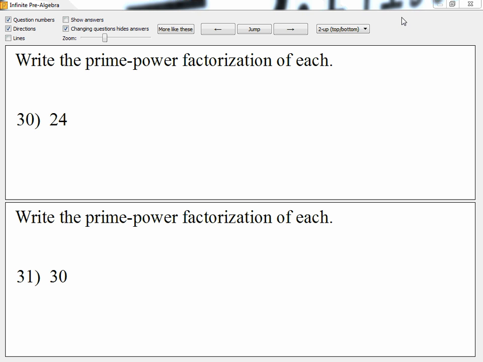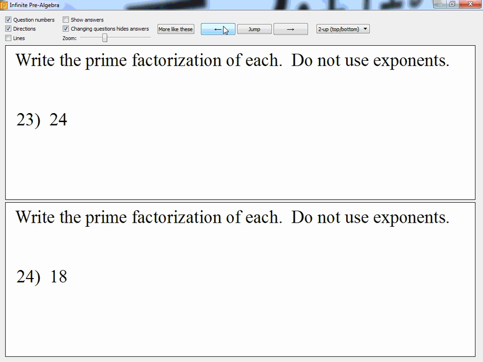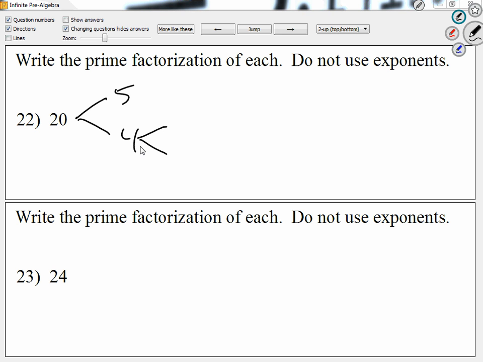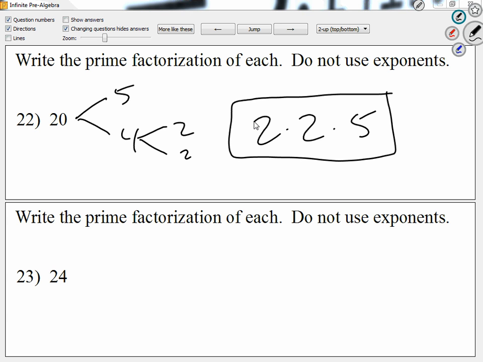Which one? 22. For number 20, we're not using the prime power, we're just using the prime factorization. Give me any two numbers that multiply to 20. 5 and 4. The 5 is already prime, so we cannot break that anymore. What about the 4? 2 and 2. So here I have to go 2 times 2 times 5. And I'm not using power on this section. Any questions?